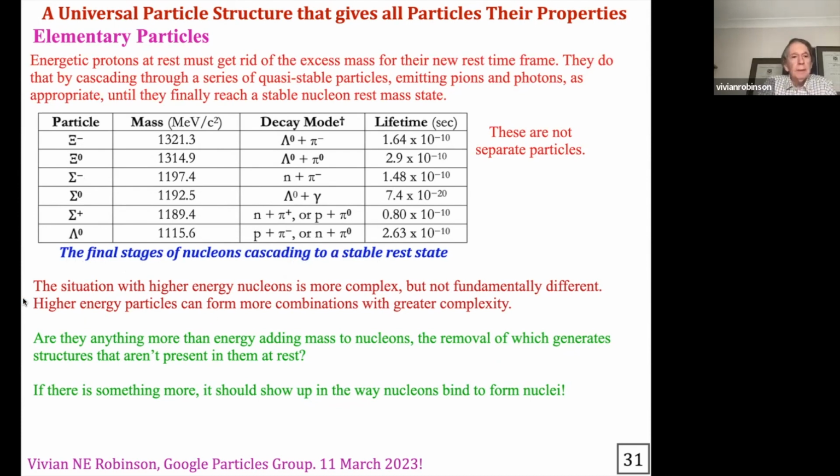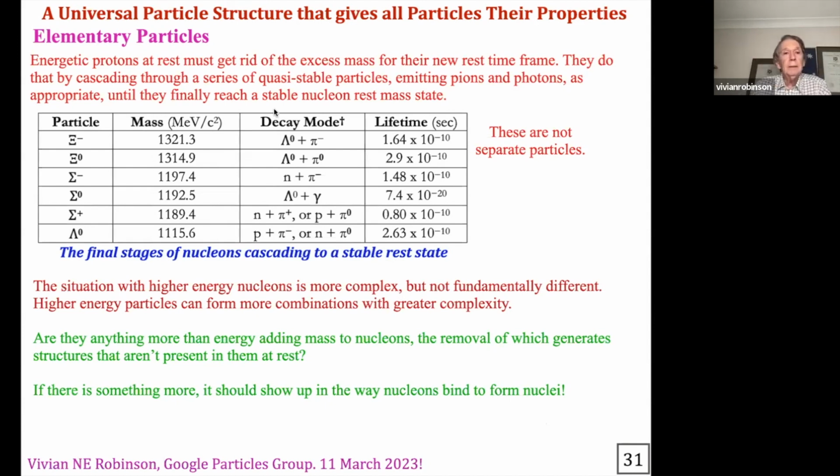The situation with higher energy nucleons is more complex, but not fundamentally different. Higher energy particles can form more combinations with greater complexity, making them more difficult to understand. But are they really anything more than just adding mass to nucleons, the removal of which gives structures that aren't present in them at rest? Well, if there is something more, it should show up in the way nucleons bind to form nuclei. So I'll now give you a quick introduction to that.